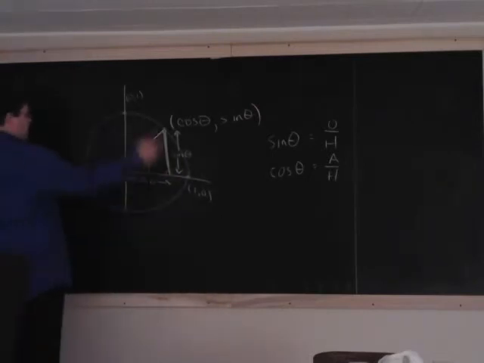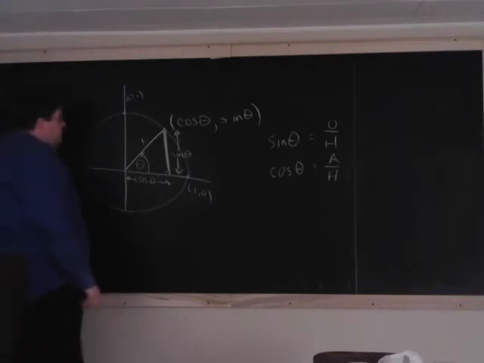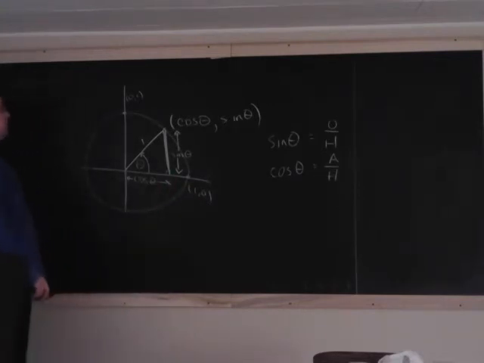So right here, any point on the unit circle off of the axes will define a triangle. And that triangle will have ordered pair cosine of the angle and sine of the angle.